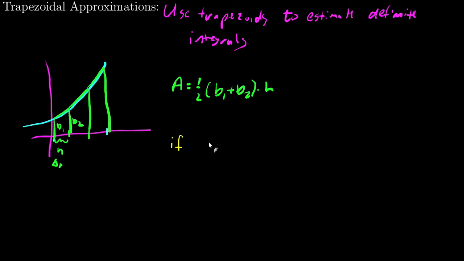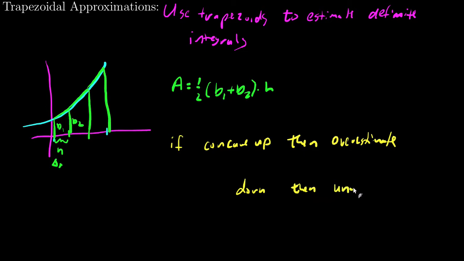Also, if the function is concave up, then the trapezoids will always fall above the curve, so it'll be an overestimate. And if it's concave down, then it's an underestimate.